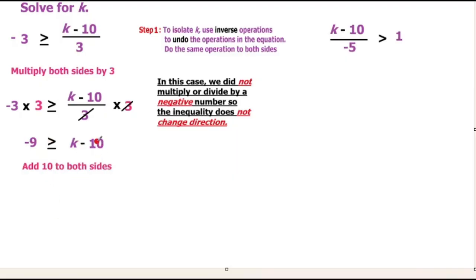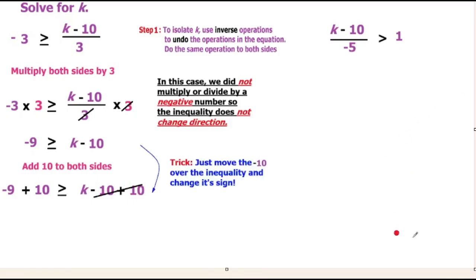So now to undo the minus 10, we add 10 to both sides. Okay, so we're going to add 10 to both sides here. And these go away, right? Negative 10 plus 10 gives you nothing.